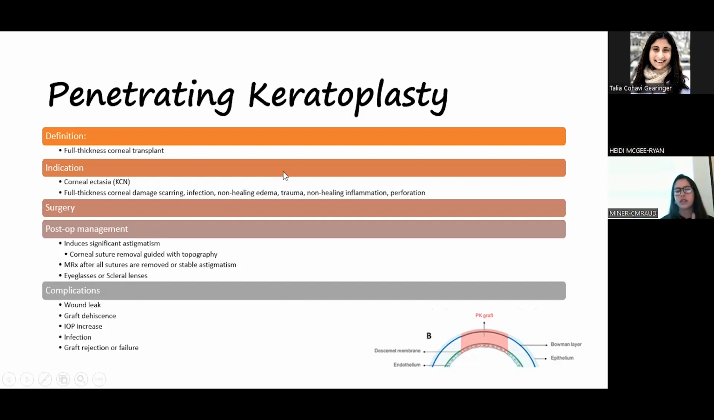Also graft dehiscence, meaning that the two tissues are not well aligned, and that causes some displacement of the tissue, increase in pressure, infection, and like any other transplant, rejection or failure. Rejection usually is when the patient's body is not accepting the transplant. It starts to produce inflammation and swelling in the cornea, and that's a sign of rejection.